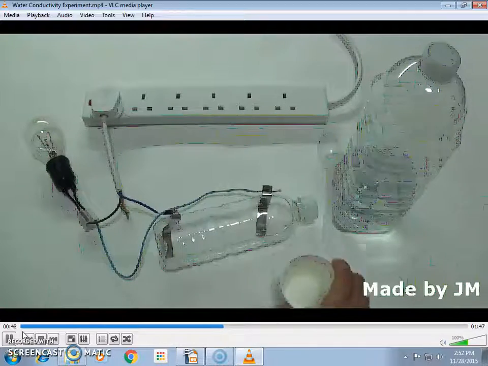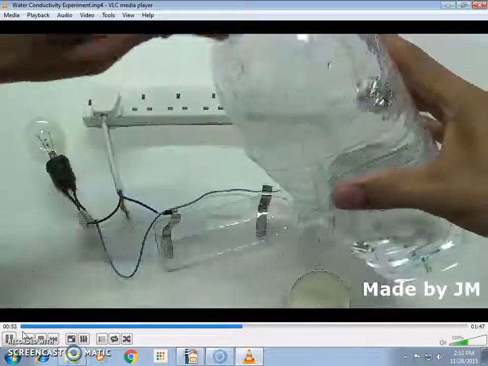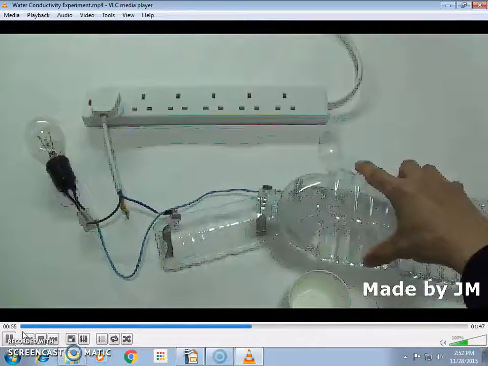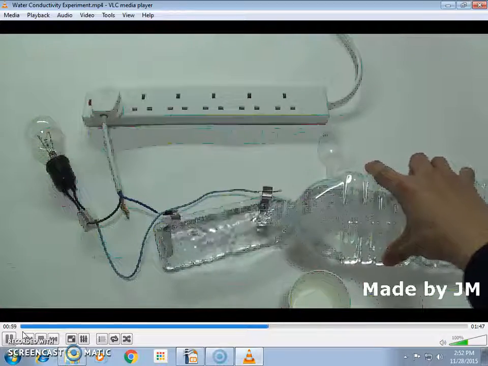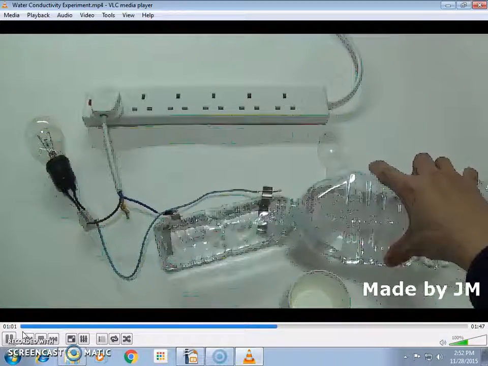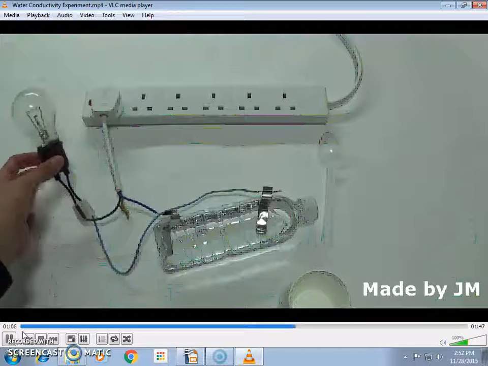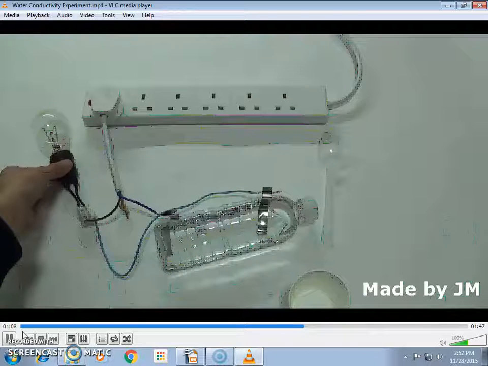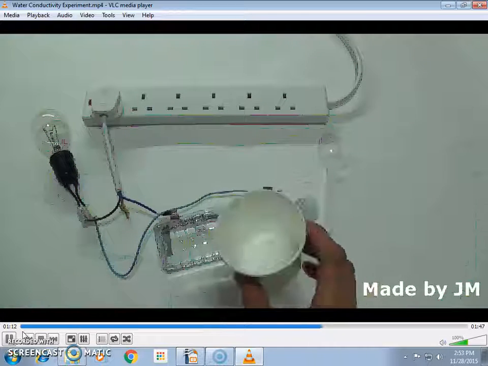So these electrodes are connected to an electrical source. Distilled water is taken in the container containing the electrodes. What are you observing? You are not able to see the bulb glowing here, indicating distilled water is a poor conductor of electricity, or it does not conduct electricity.